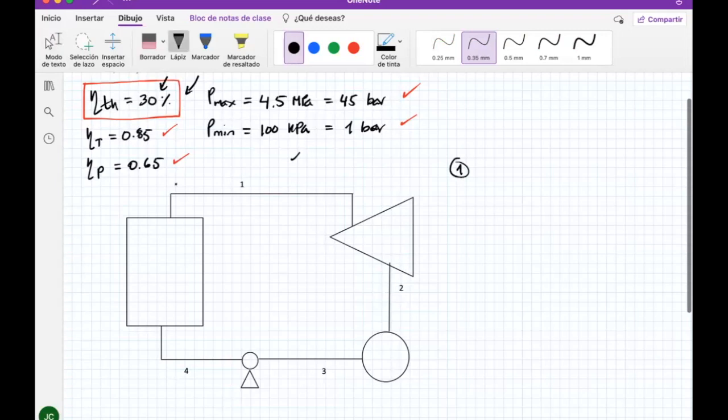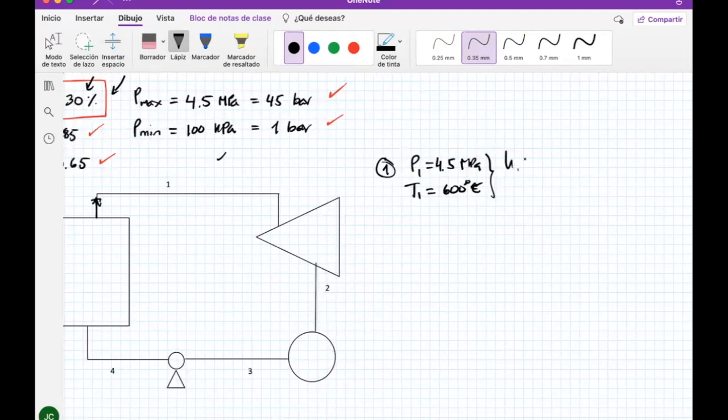So for state 1, at the outlet of the steam generator, I will propose that P1 equals my 4.5 megapascals. Meanwhile, my temperature, I will put it as 600 degrees Celsius. So 600 degrees Celsius is a really high temperature for steam. You can go higher than this, but it's not a really well explored environment, such a high temperature. But you will see later that I'm gonna cheat in this problem.